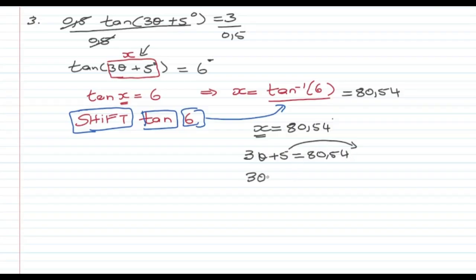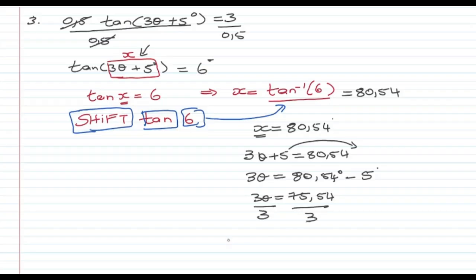So this will be 3 theta equals 80.54 minus, what are we minusing? 5 degrees. So we minus 5, and 3 theta is equal to 75.54. Divide both sides by 3 to make theta the subject of the formula. Therefore, what is your angle theta equal to? When you punch this on the calculator, this gives us 25.18.